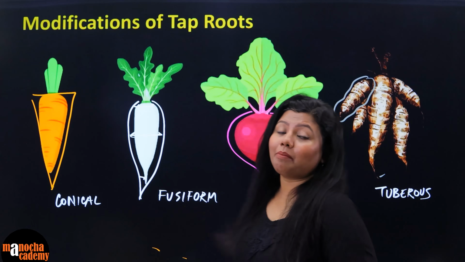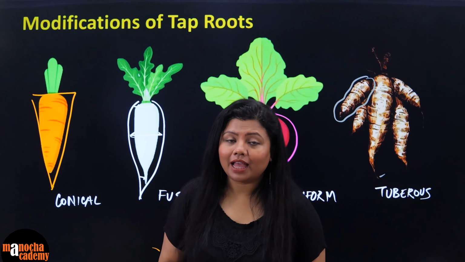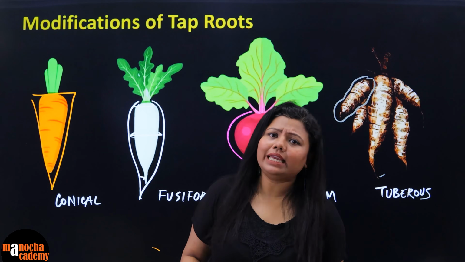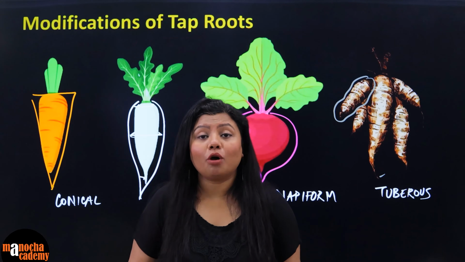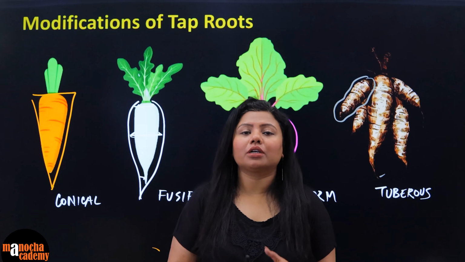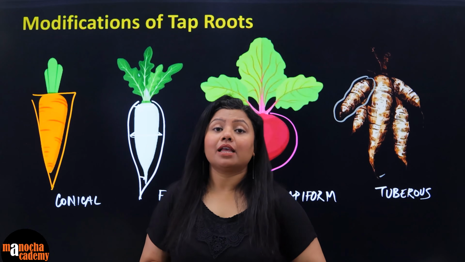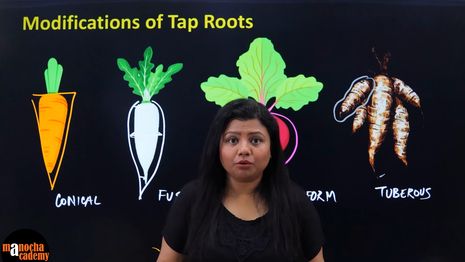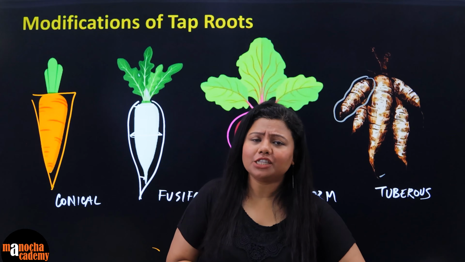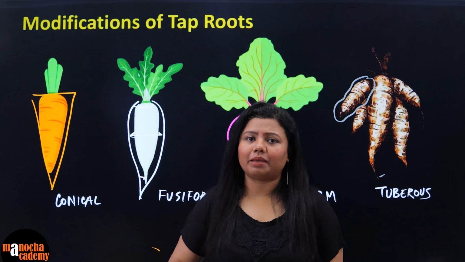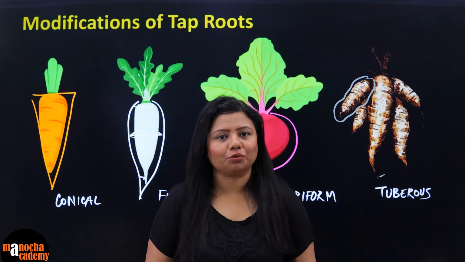Now let us see some of these specimens live and see whether they retain any characteristic of a root, or while storing food they lose completely all the characteristics that a root should have. And if they do, how do we identify them as a root? Why can't we identify them as a stem or maybe as a fruit?